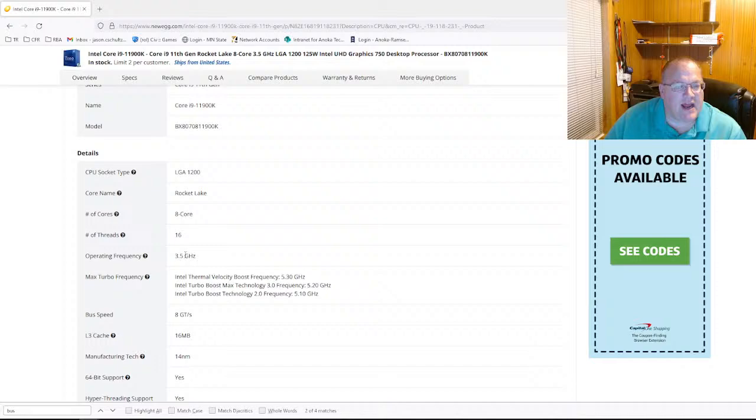So, I could overclock this CPU, or I could make the bus speed go a little faster. The problem is that's going to generate more heat, and that heat needs to be pulled away from the computer.